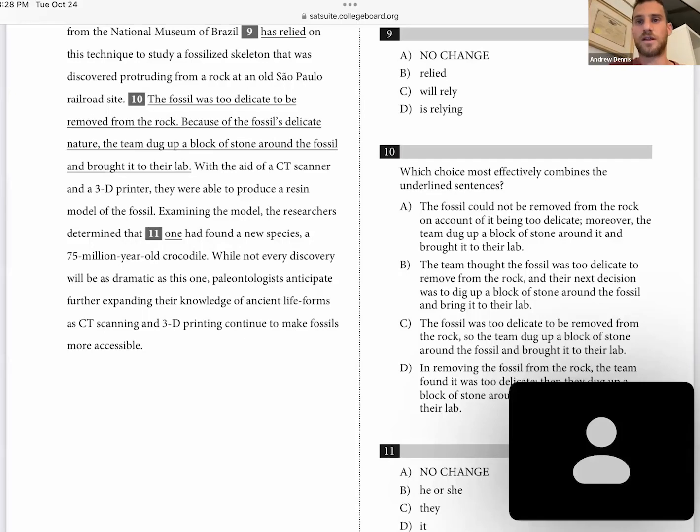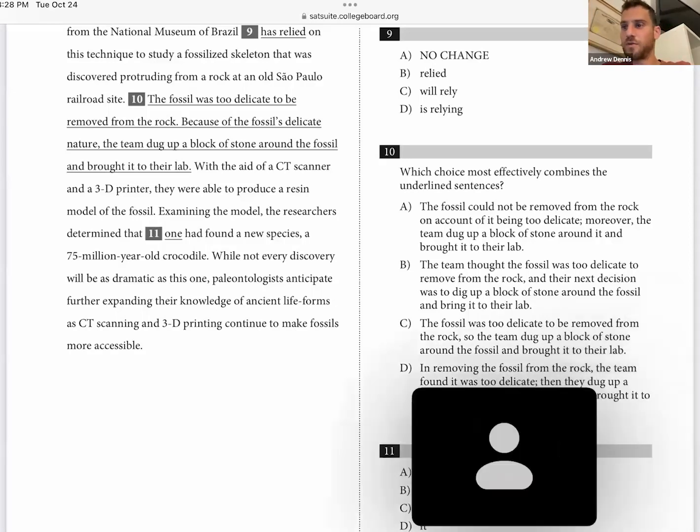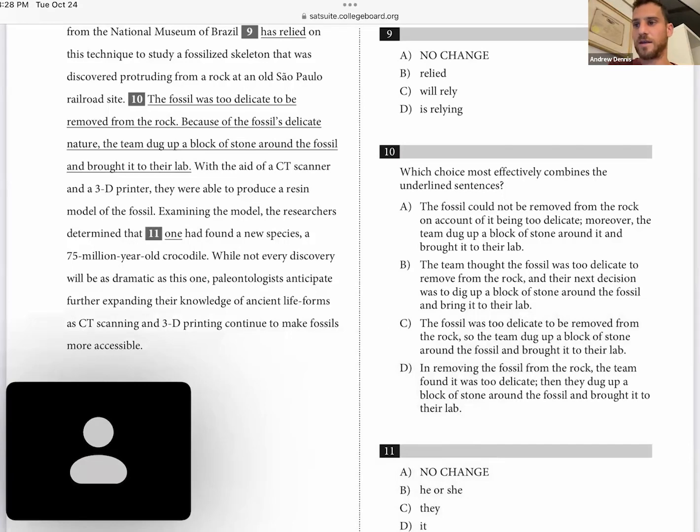The fossil was too delicate to be removed from the rock. Because of the fossil's delicate nature, the team dug up a block of stone around the fossil and brought it to the lab. Option A: The fossil cannot be removed from the rock on account of it being too delicate. Moreover, the team dug up a block of stone around it and brought it to the lab. That seems a little chunky, right? Option B: The team thought the fossil was too delicate to remove from the rock, and their next decision was to dig up a block of stone around the fossil and bring it to their lab.